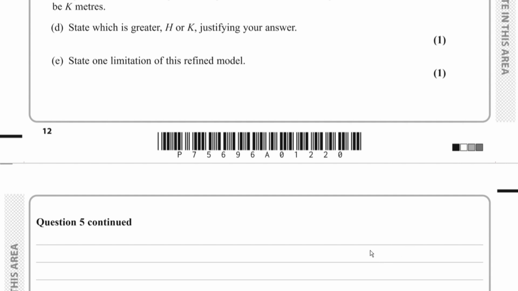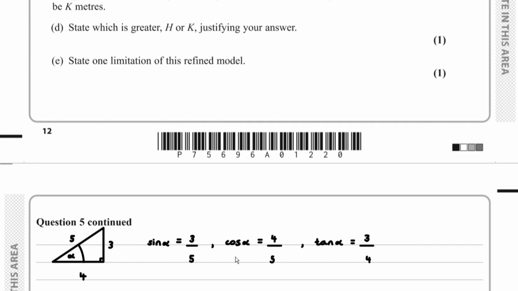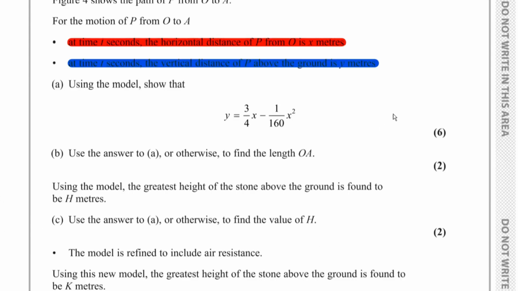Before we do anything else, if we know that tan alpha is equal to 3/4, we can construct a right-angled triangle, such as the one we see here, and using Pythagoras, the hypotenuse is 5, from which we can conclude sine alpha is equal to 3/5 and cos alpha is equal to 4/5. Part A. Using the model, show that y equals 3/4 x subtract 1 over 160 x squared.